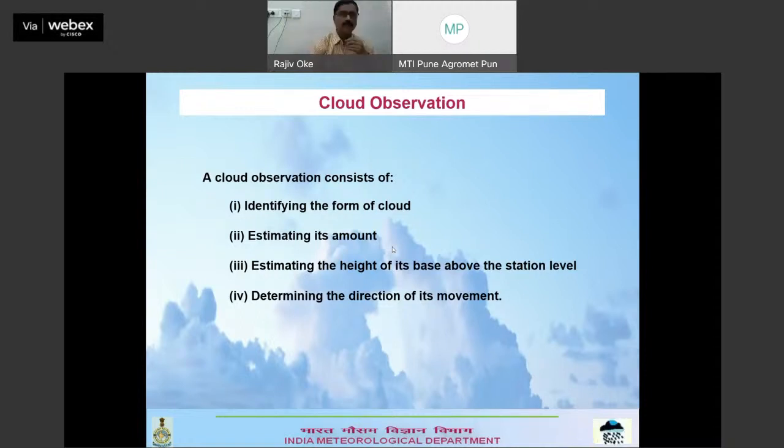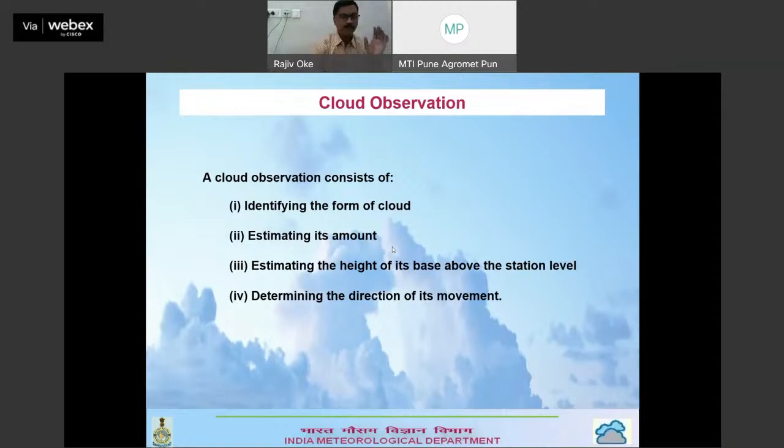So direction is not mandatory. If it is there, then only you can report it. And for the direction, one instrument called a nephoscope is there. If it is not in your observatory, the method is that you have to select one corner of the building or a pole, and north, south, east, west directions you have to see from that.